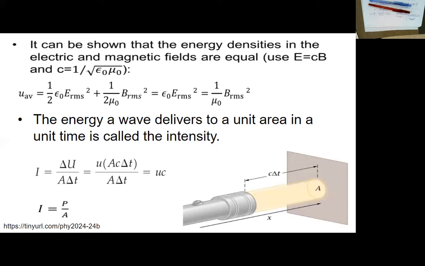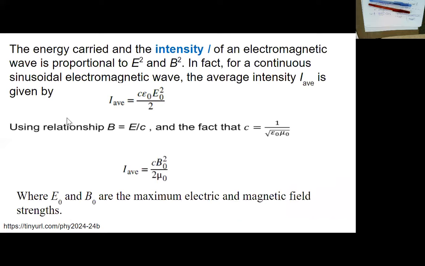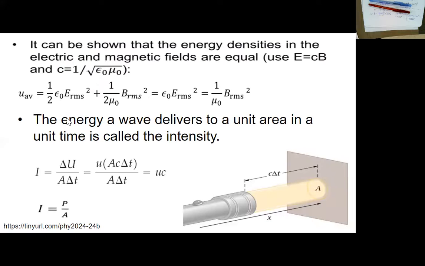Now, because there's energy in an EMF wave, if light is striking an object, then energy is delivered to the object, because light is an EMF wave. So for the energy delivered, you can look at the intensity, which will be equal to the energy divided by the area in the given time period delta t.